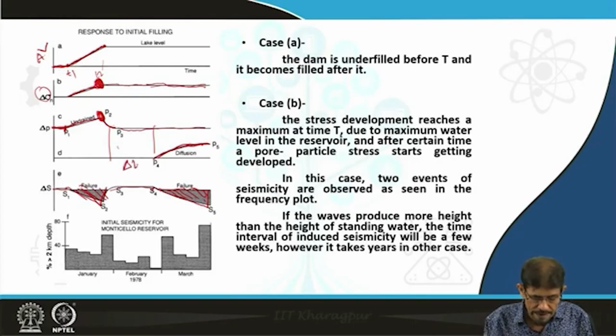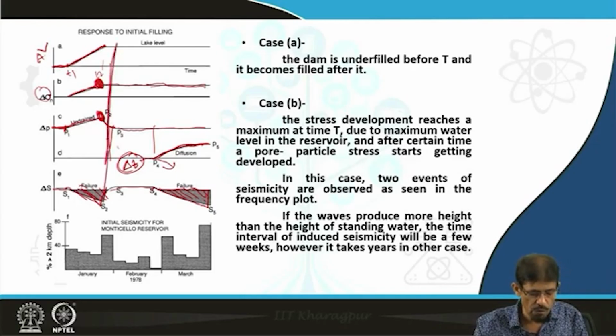Here we are getting a time delta t. Delta t is a gap. This gap indicates the delay. So this zone indicates instantaneous RIS, and this zone indicates delayed RIS.